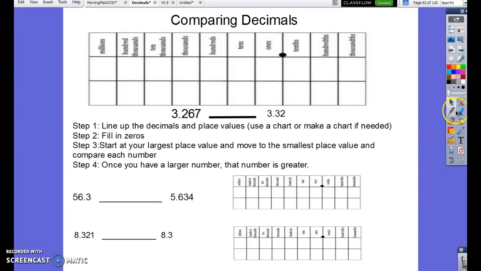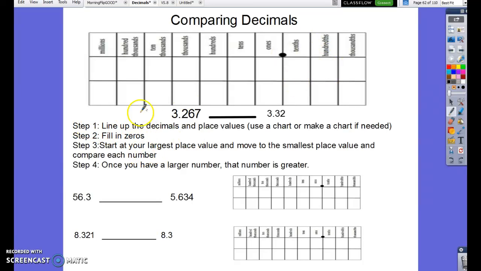Great, so today we're going to learn about comparing decimals. So if we look at this number, we're comparing 3 and 267 thousandths to 3 and 32 hundredths. So we have a couple steps that we're going to follow.